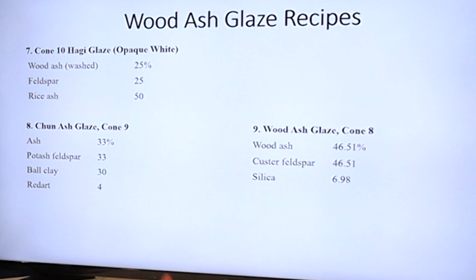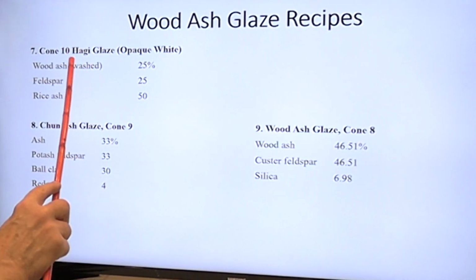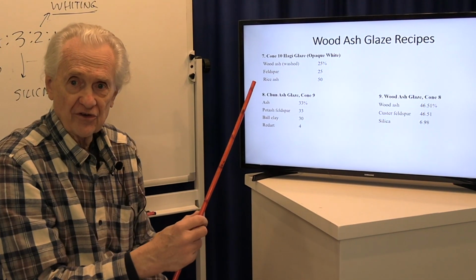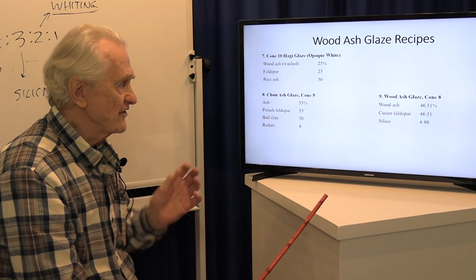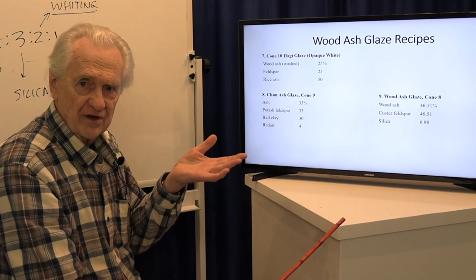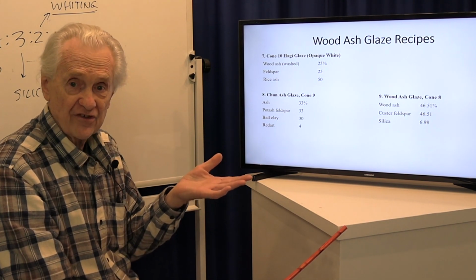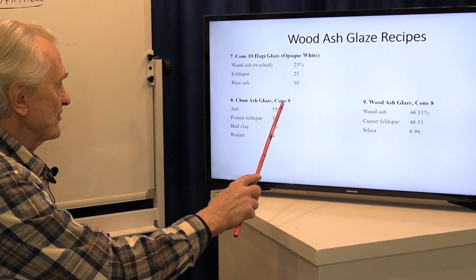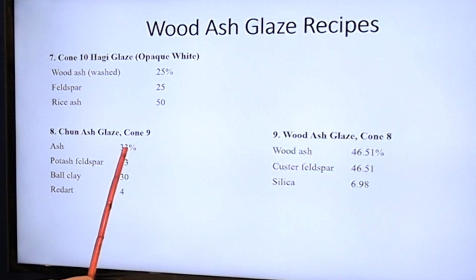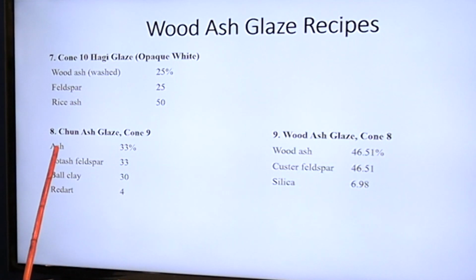Chun ash glaze. Now you notice all the previous glazes we were talking about are Cone 10. The next few glazes are going to be going down in temperature, so we can see the slight differences in composition. So this is Cone 9 ash. Now in this case it doesn't say, I assume it's wood ash, but it doesn't say, which would be better if it did. Potash feldspar, ball clay, and red art is a kind of earthenware clay.